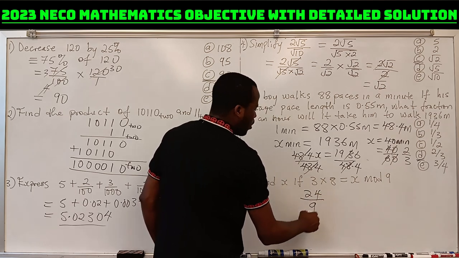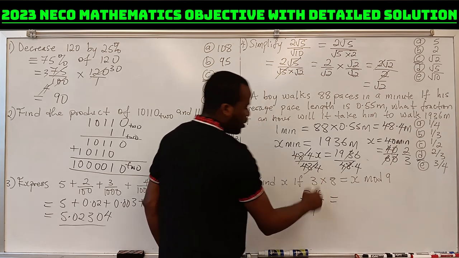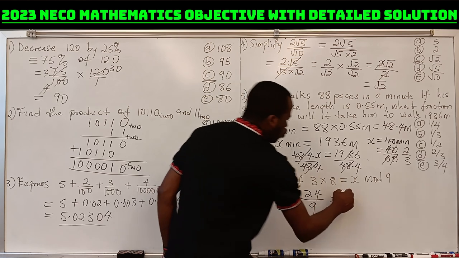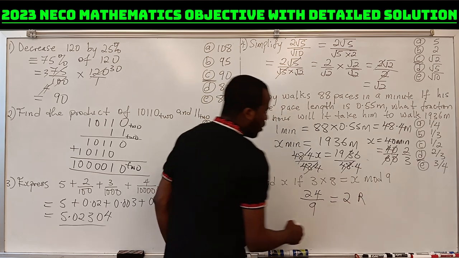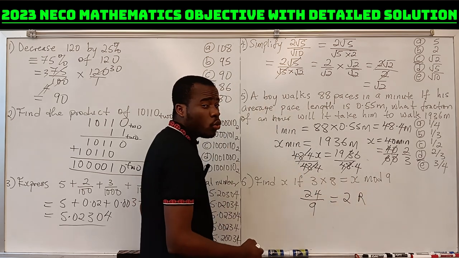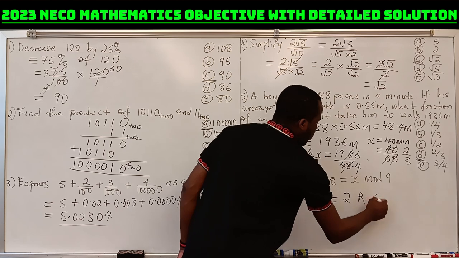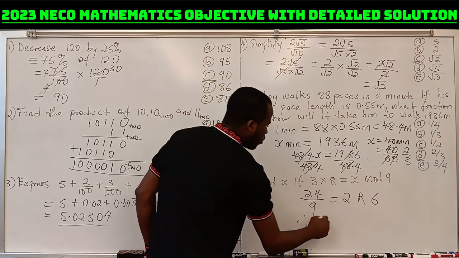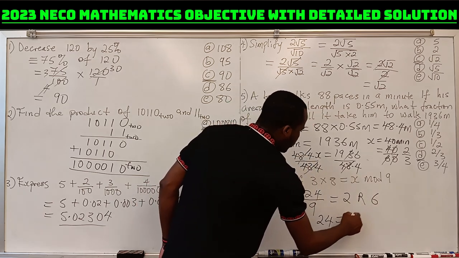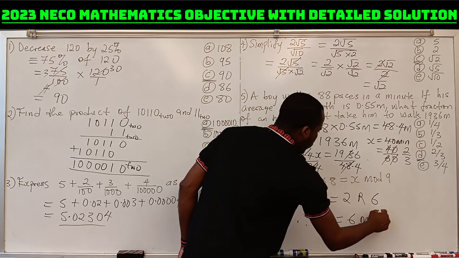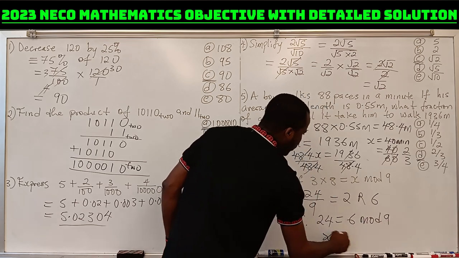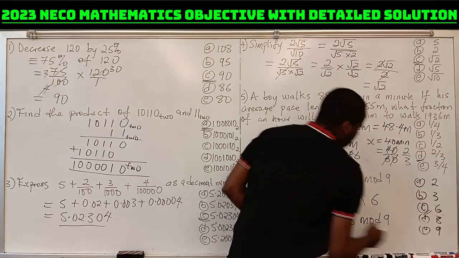So 24 in mod 9: we divide 24 by 9. This is 2 remainder, because 9 times 2 is 18, remainder 6. Therefore, 24 is 6 mod 9. So, x is 6, which is C.